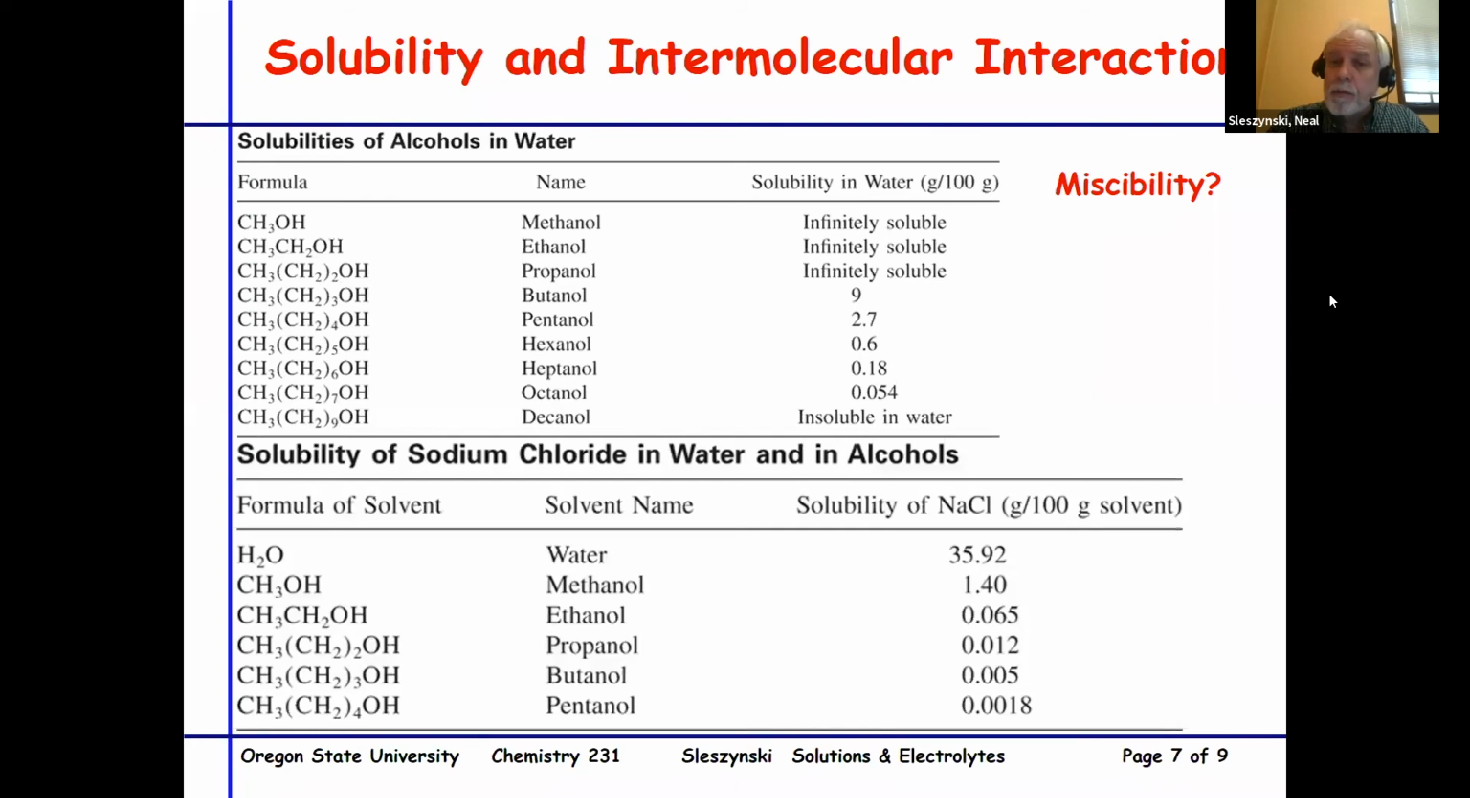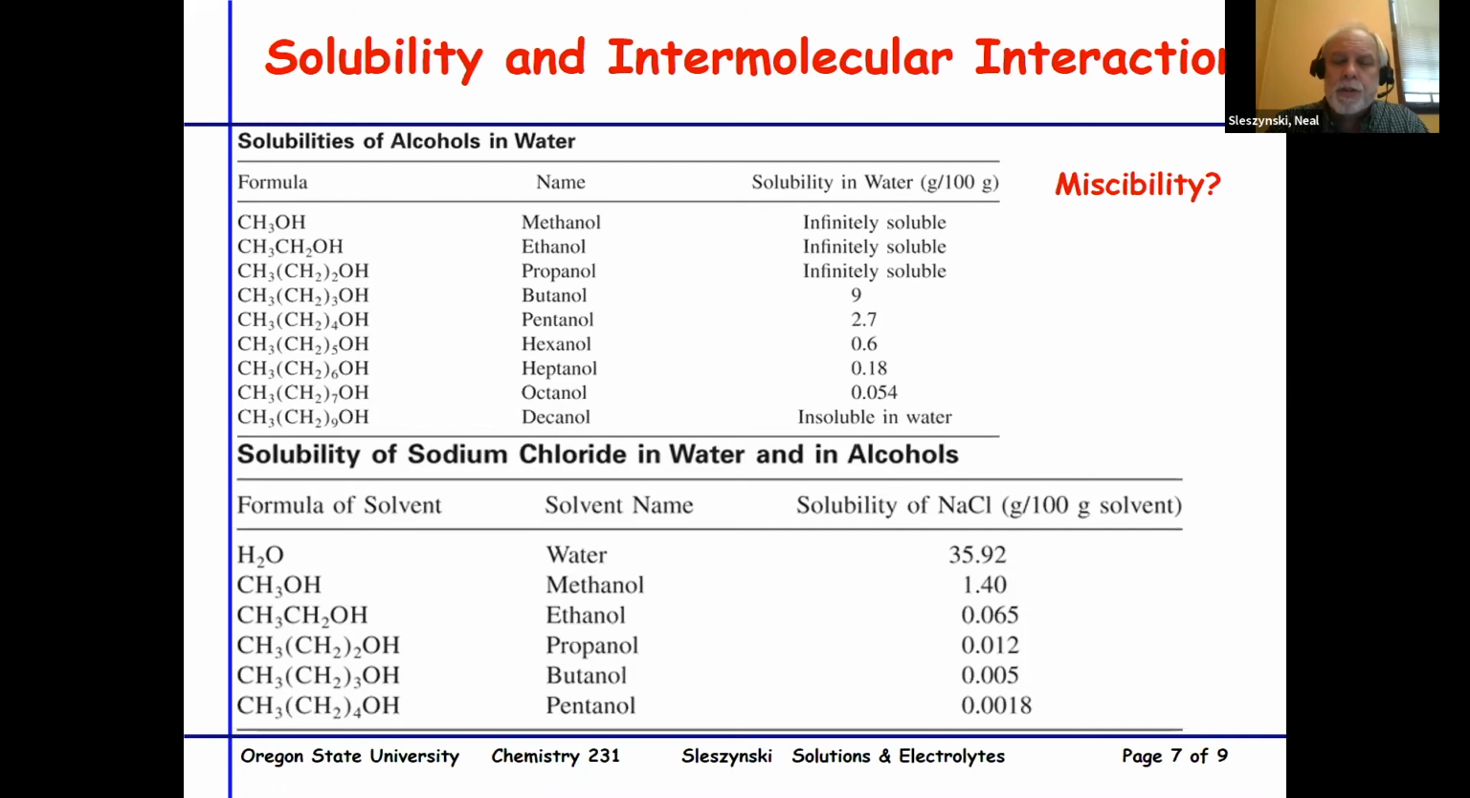and that nonpolar section of the molecule does not want to interact with water. You can see now all of a sudden we can only dissolve 9 grams of butanol in 100 grams of water. And as we extend the size of that carbon chain, we extend the nonpolar characteristics of those molecules. We see that the solubility continues to drop.